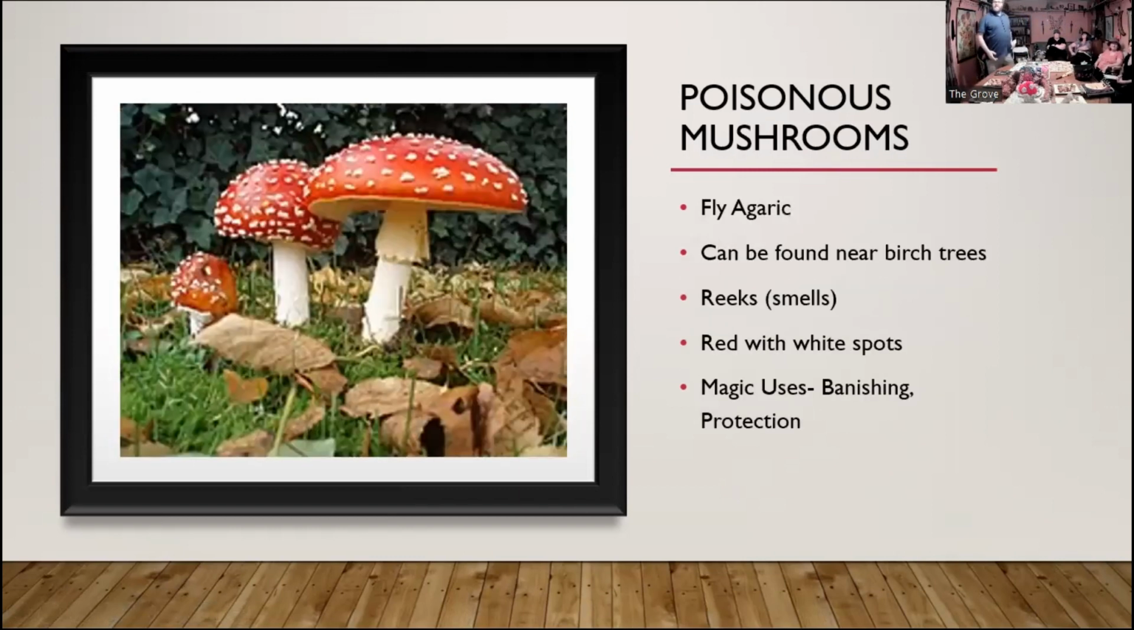Now, the nice thing is it's very nice looking, and the funny thing is it's found by birch. Guess where it's found here? Ah, that's our friend, birch trees. Mm-hmm. Interesting with this one is it reeks. It's similar to, I'm trying to think what the name of the other one is. There's one that's a stink. Yeah, there's puffball. Red with white spots. Now this one, what they recommend using it for is banishing or protecting.